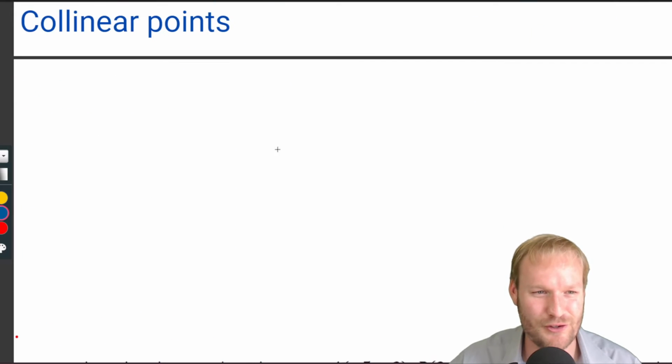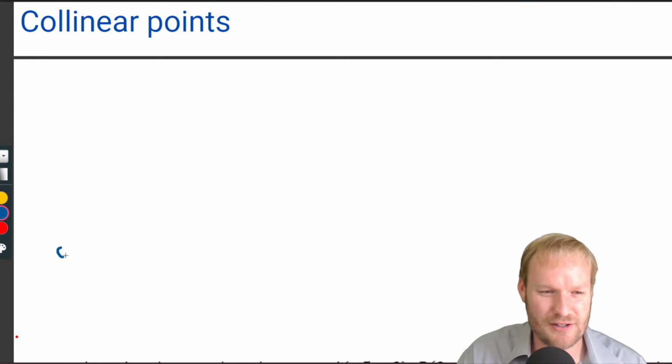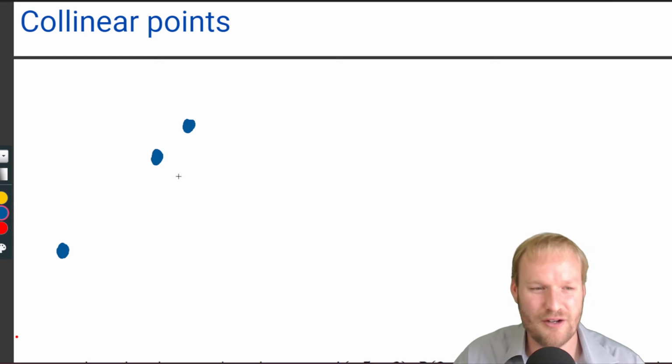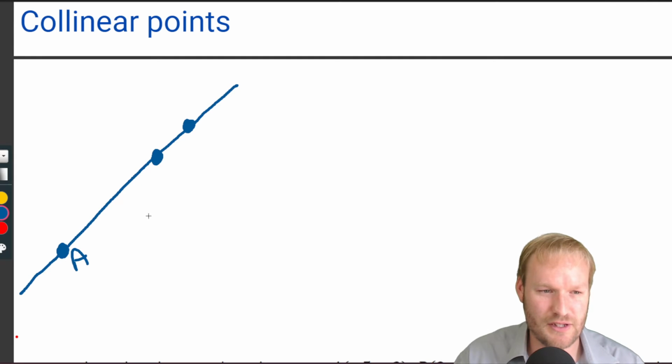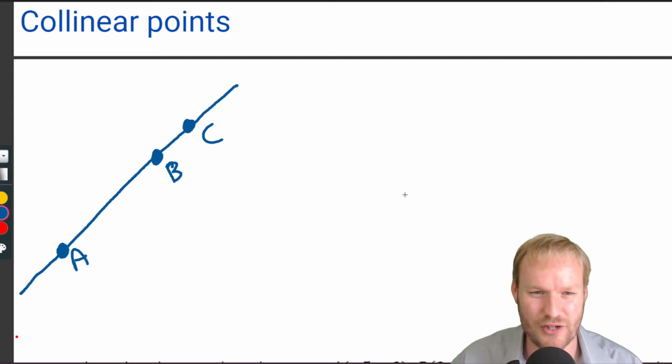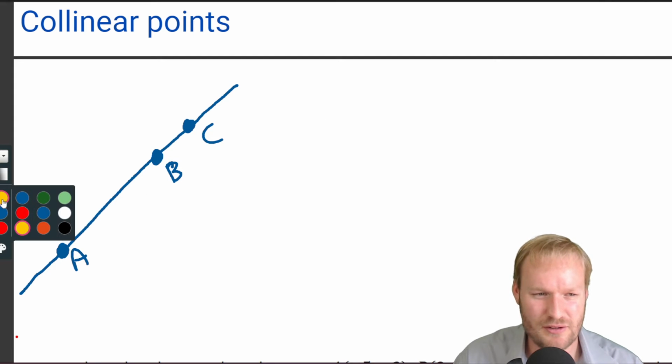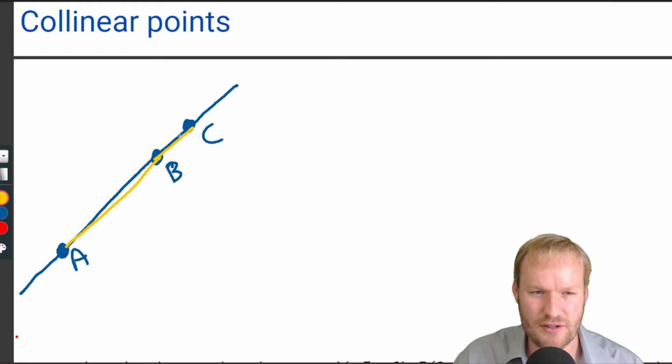Okay, so collinear points might be a new concept. That is, if we've got 3 points, and we say that those 3 points are collinear, what it means is that they all lie on the same straight line. So if we've got these 3 points, A, B, and C, they all lie on the same straight line, which means that clearly the gradient of any section of this is going to be the same.